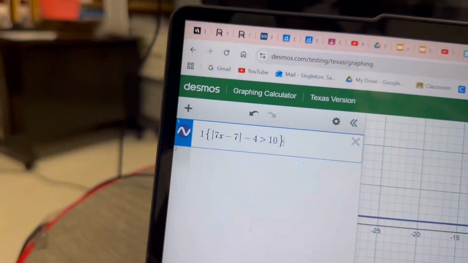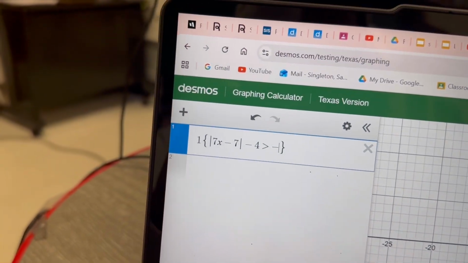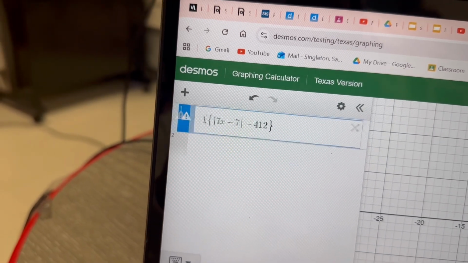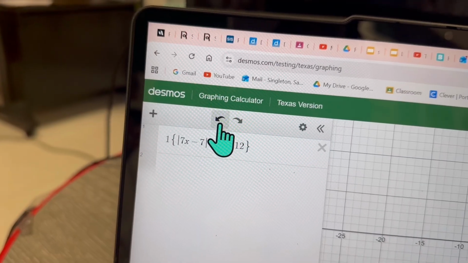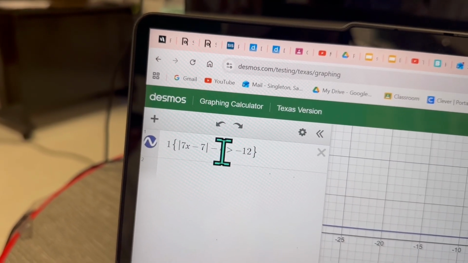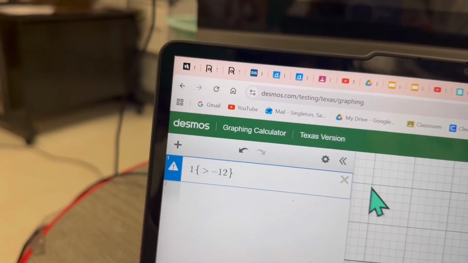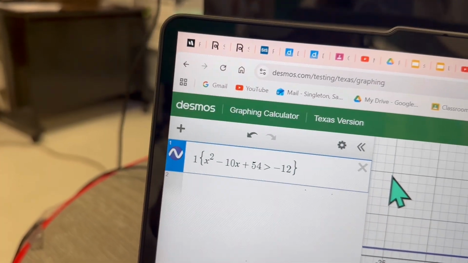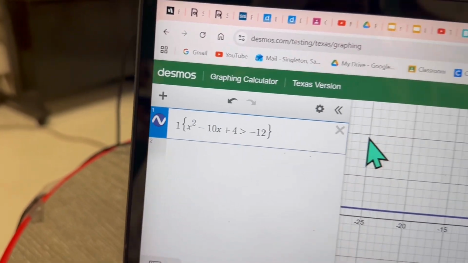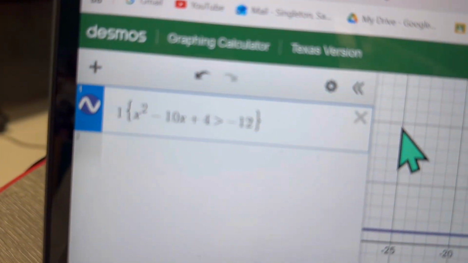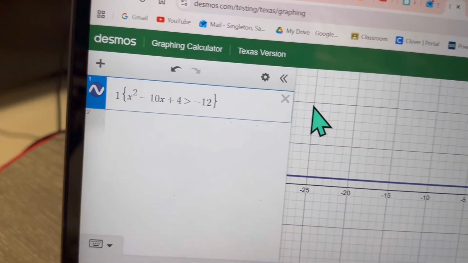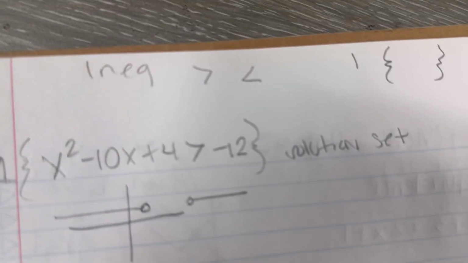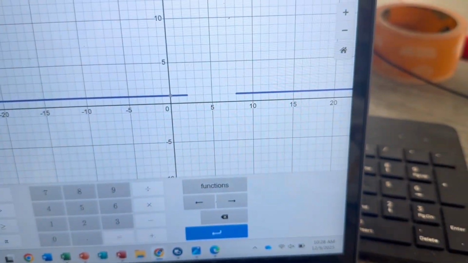Desmos, a 1 in front, -12. All right. X squared minus 10x plus 4. Double check your entry. X squared minus 10x plus 4 is greater than -12. All right, it's separate like that, so make sure you draw it out. All right, so make sure you draw the picture that you see, right?